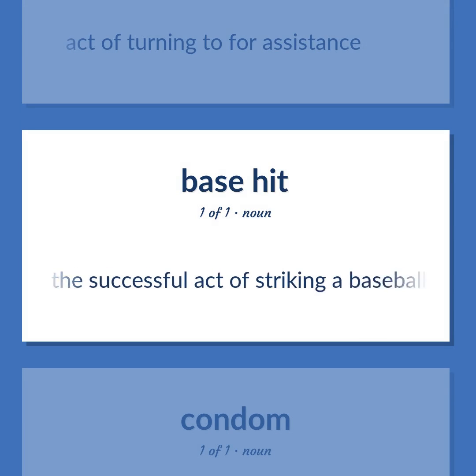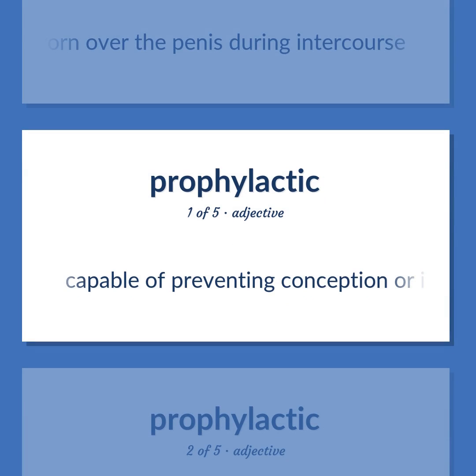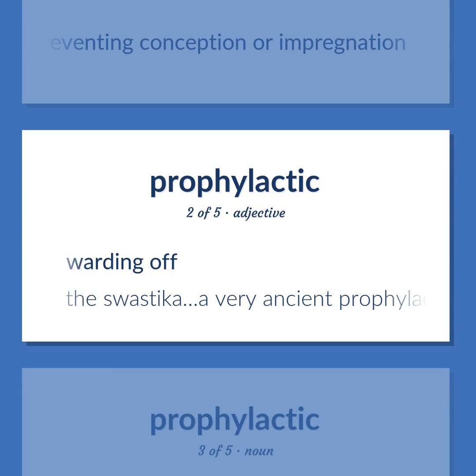Baseball. The successful act of striking a baseball in such a way that the batter reaches base safely. Contraceptive device consisting of a sheath of thin rubber or latex that is worn over the penis during intercourse. Capable of preventing conception or impregnation. Warding off. The swastika, a very ancient prophylactic symbol occurring among all peoples.